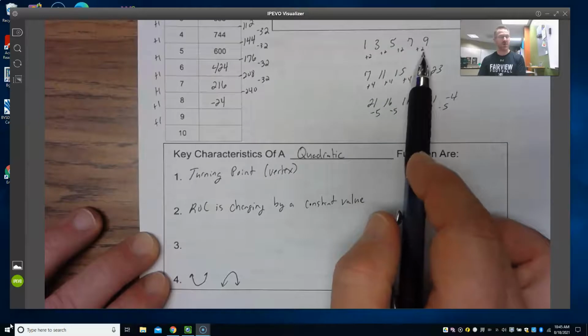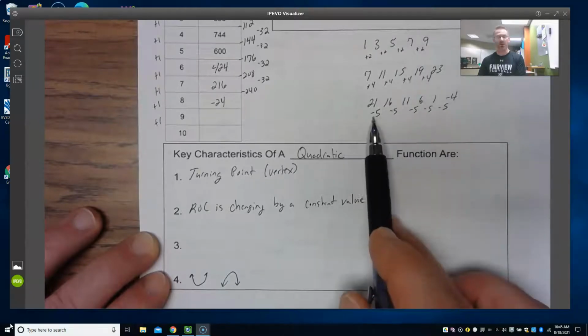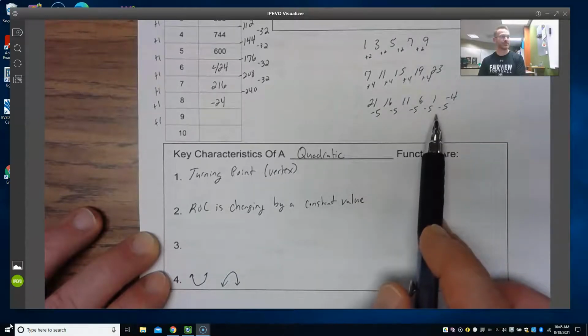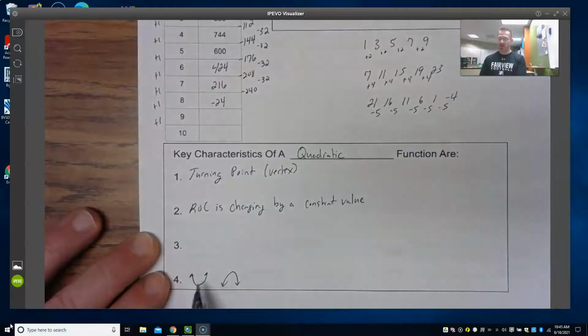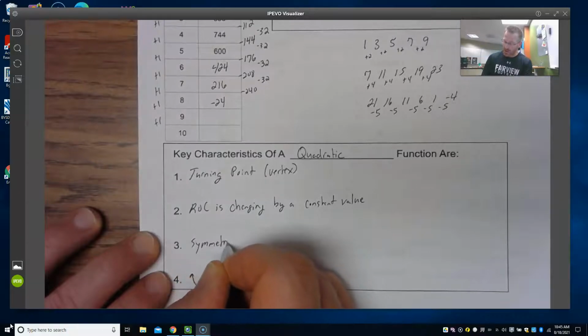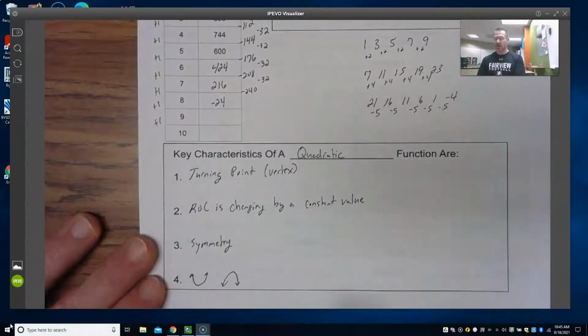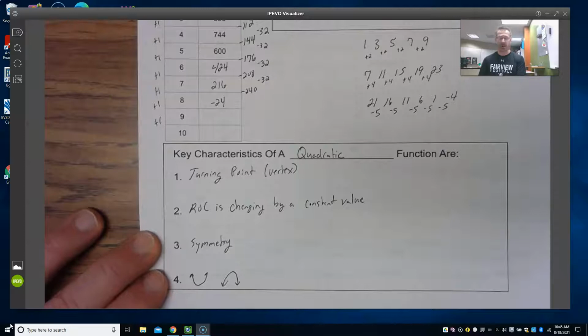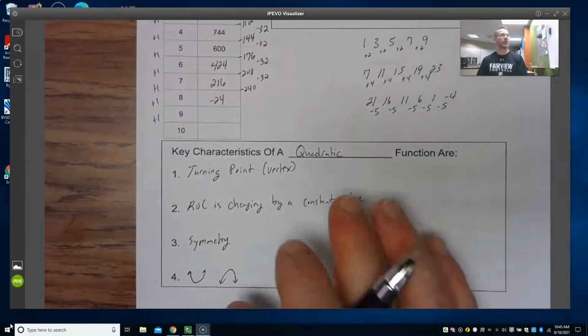It's increasing by 2, increasing by 4, decreasing by 5. All right, now, because we have a U graph, symmetry is also another major characteristic of our quadratic, right? So we should get matching values around that vertex, whether it opens up or whether it opens down. All right, so let's take a look at some examples together.